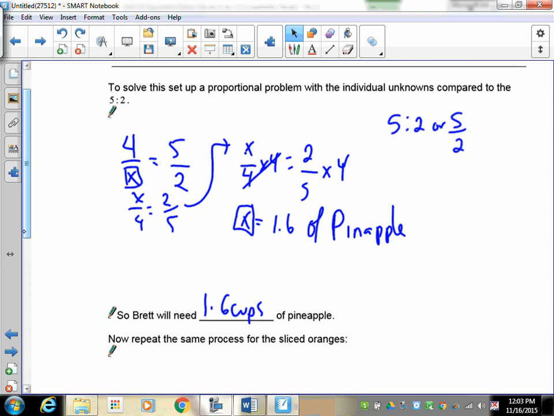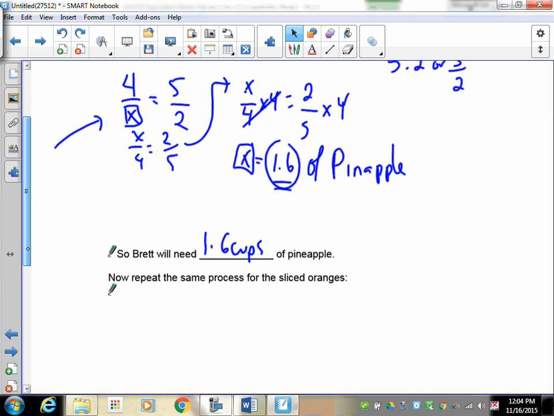Now do not use the 1.6 pineapple here. The reason for that is if you start to get in that habit, one of these times you're going to get a rounded number that you would have to round here. And when you put a rounded number into the relationship that you're trying to form with the other ratios, what's going to happen is you've actually put in a number which is an approximation and not an exact. We have an exact ratio of 5 to 2 here.